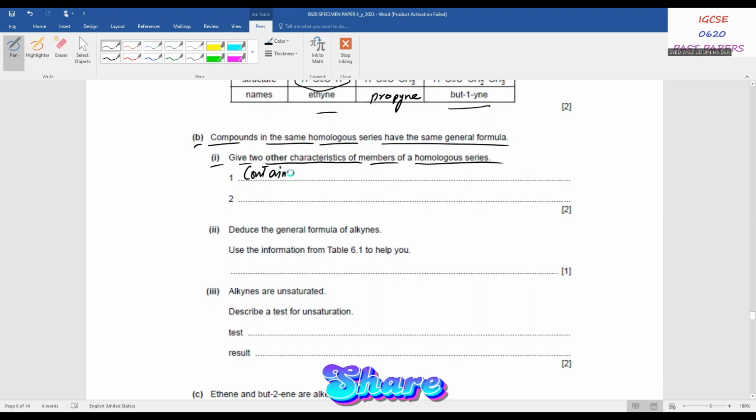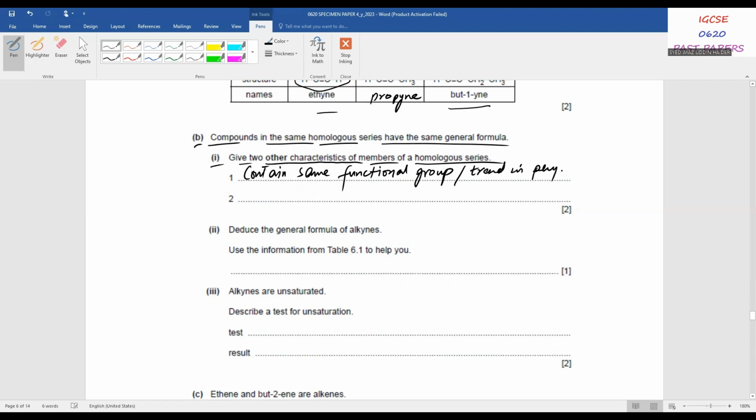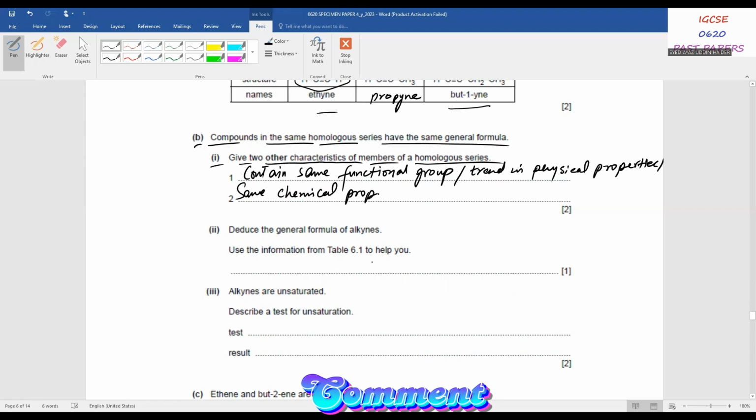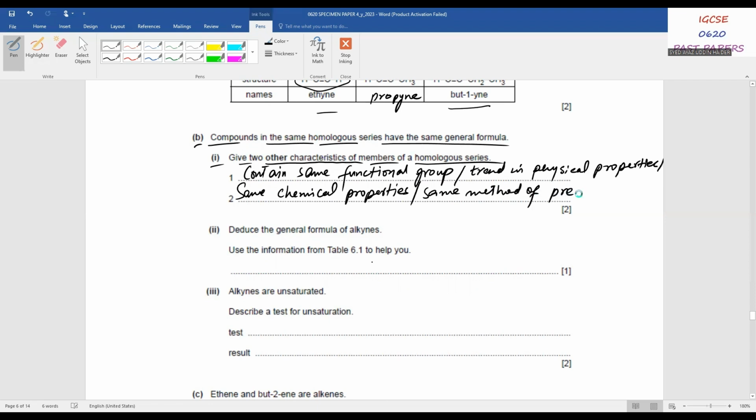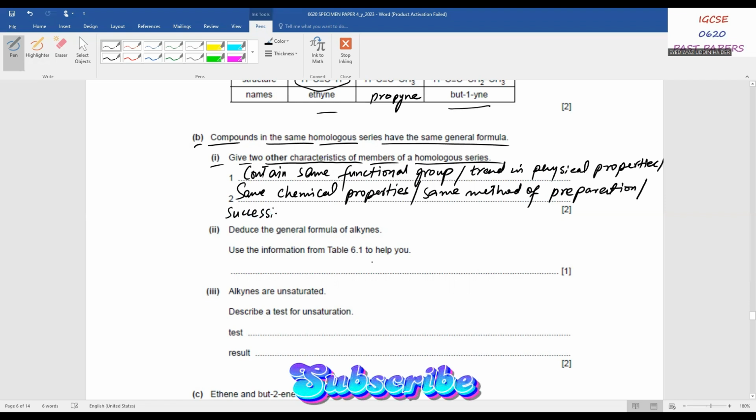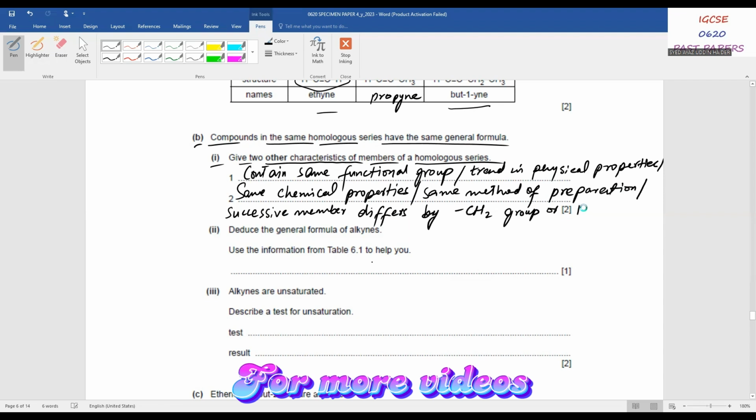So contain same functional group, trend in physical properties, same chemical properties, same method of preparation, or successive member differs by CH2 group or 14 units. Number 2, deduce the general formula of alkynes.